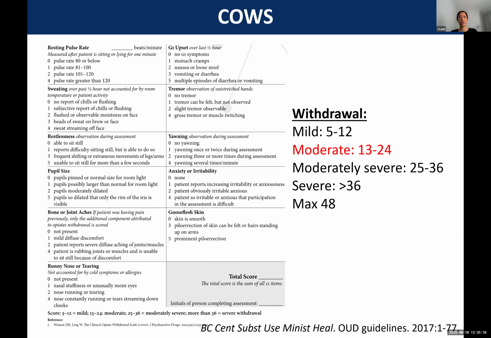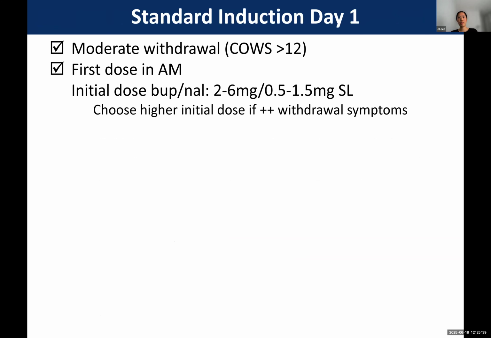And just to review, the clinical opiate withdrawal scale is summarized here. You have different criteria, just like the CIWA, to measure how significant the opioid withdrawal is in the patient, both objective and subjective criteria. So an example of a standard induction day one, you wait for the patient to go into withdrawal and you give them a dose of Suboxone. The suggested dosing per monograph is 2 to 6 milligrams, and it's variable because you can choose a higher dose if the patient is in more withdrawal or a lower dose if they're elderly.